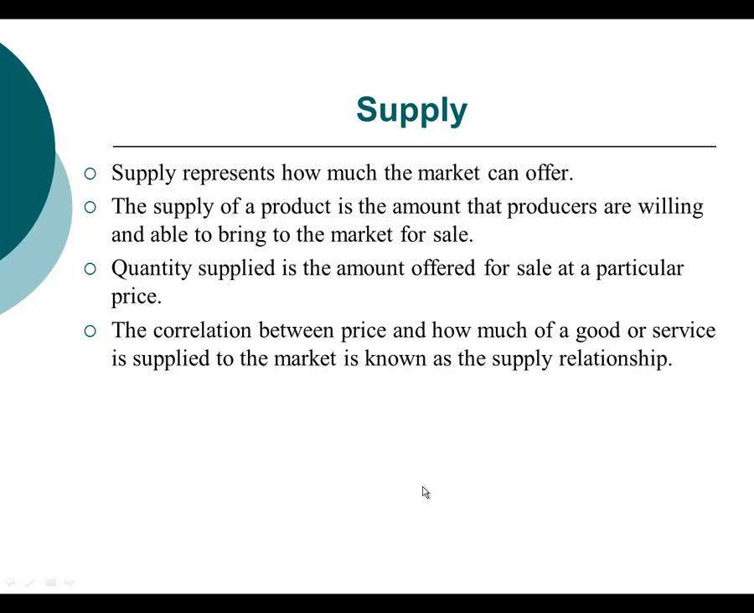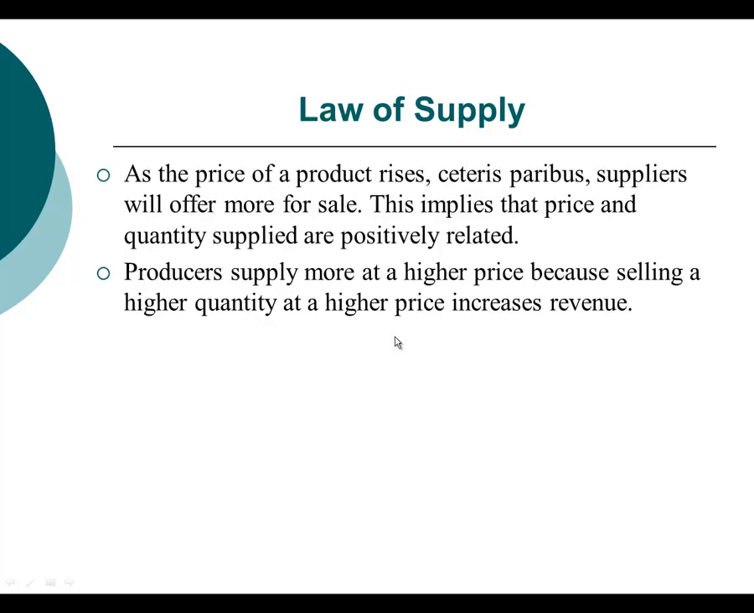Supply represents how much the market can offer. The supply of a product is the amount that producers are willing and able to bring to the market for sale. Quantity supplied is the amount offered for sale at a particular price. The correlation between price and how much of a good or service is supplied to the market is known as the supply relationship. The law of supply.